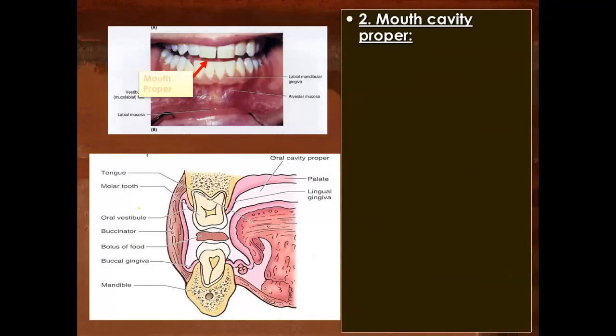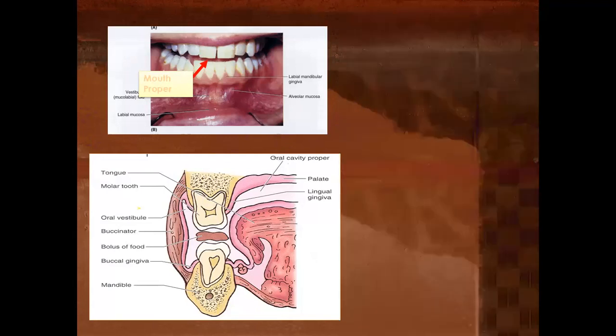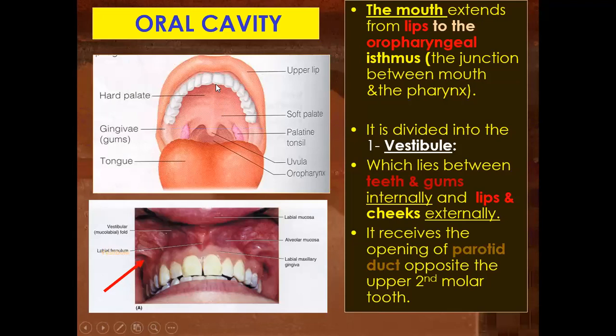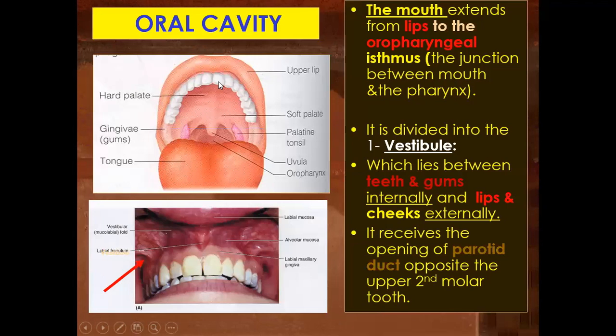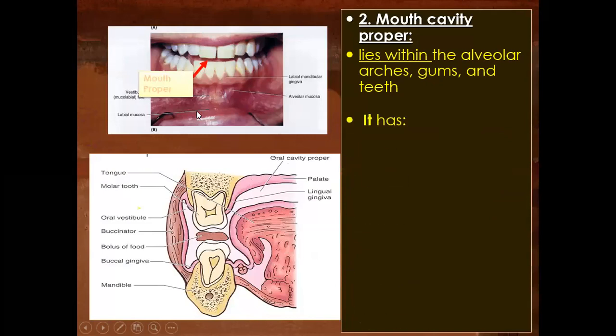The second is the larger space that is called the oral cavity proper. So this is the oral cavity proper, this big space. The small space here is called the vestibule. The larger area of the oral cavity is formed by the mouth cavity proper, which lies within the alveolar arches, gums and the teeth. The teeth and gums are here, and the alveolar arch is the bone deep inside. Whatever space is inside, this large space is called the oral cavity proper or the mouth cavity proper.